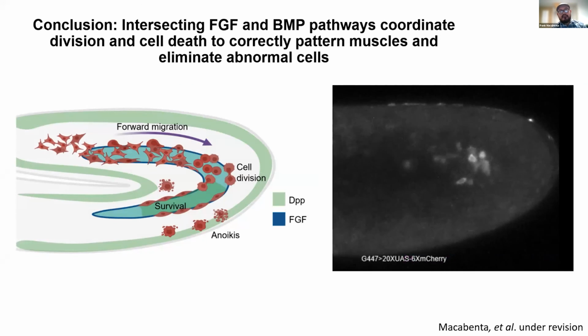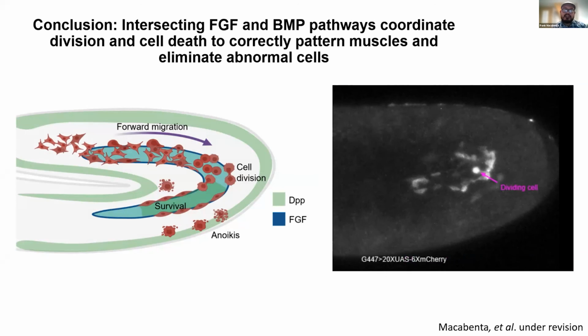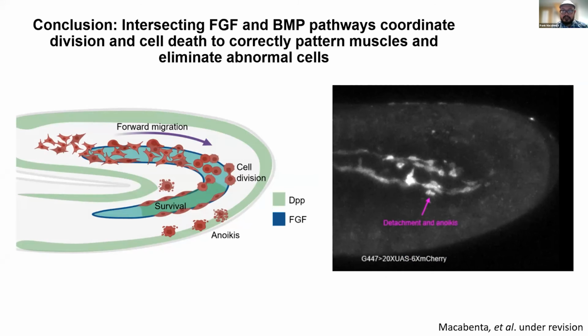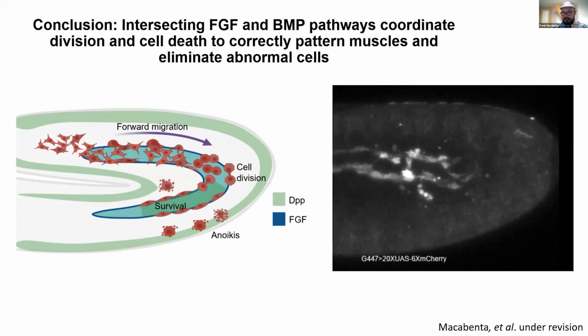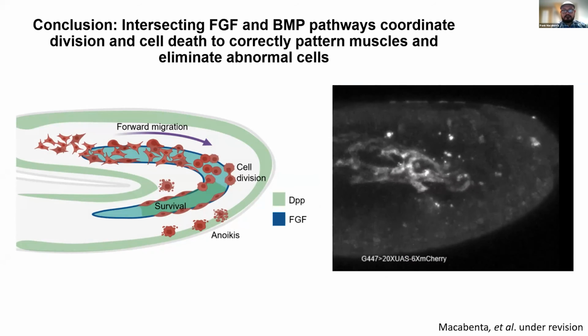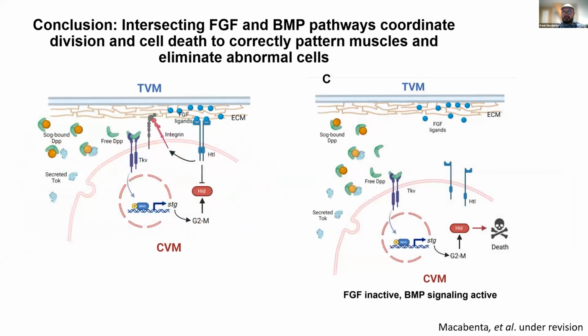And so this leads us to the following model, where over the course of CVM migration, access to DPP signal allows the cells to undergo cell cycle progression. And whether they survive or not depends on their proximity to FGF ligand. And so we can see these different scenarios where if the cells have lost access to FGF ligand, they've lost this protective nature of FGF to antagonize HID cell death protein from promoting cell death because CVM cell cycle progression proceeds in the presence of secreted DPP ligand.